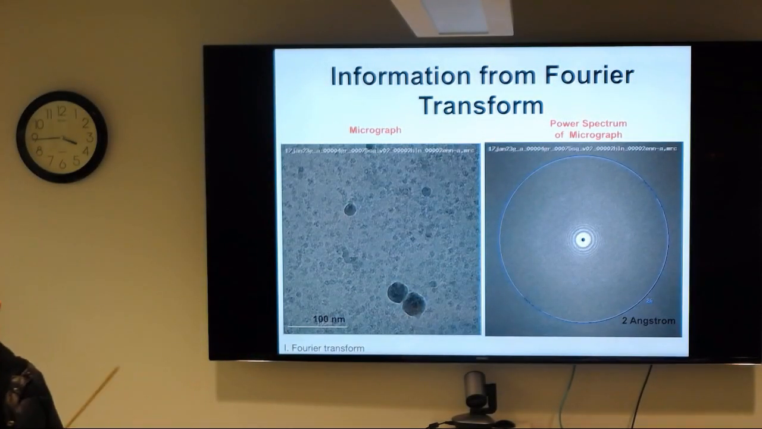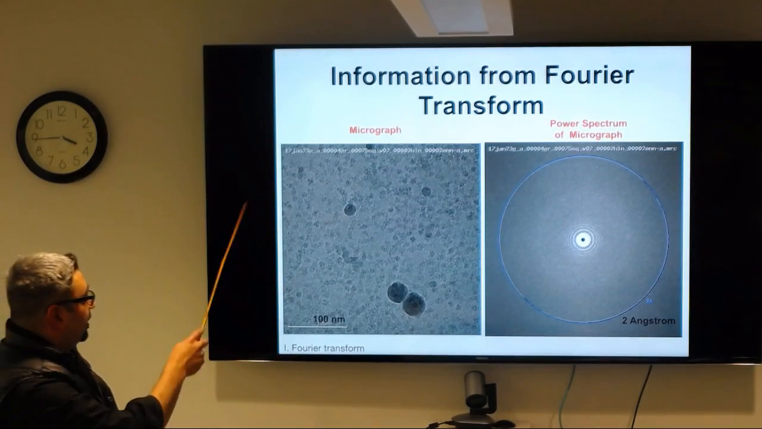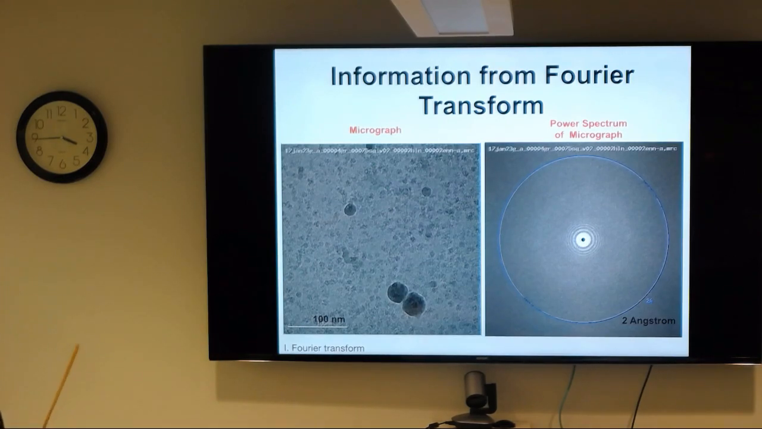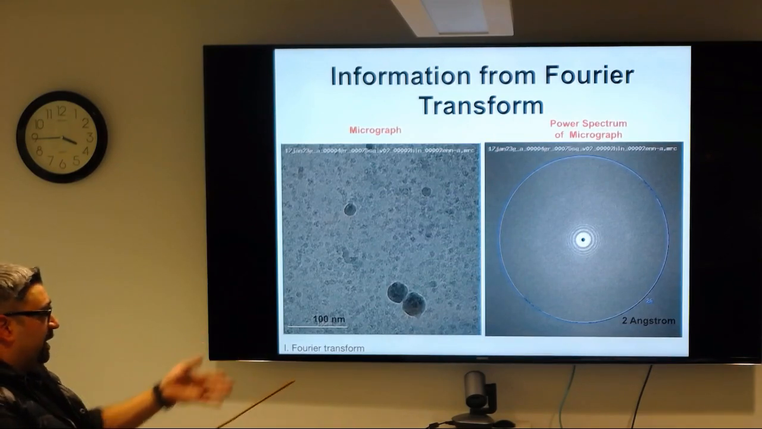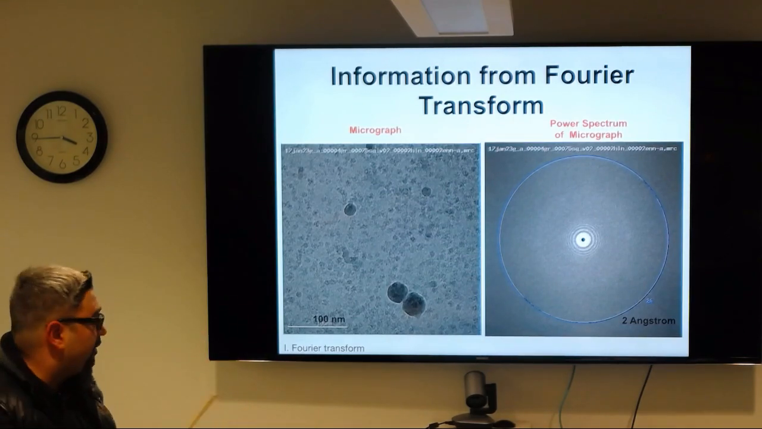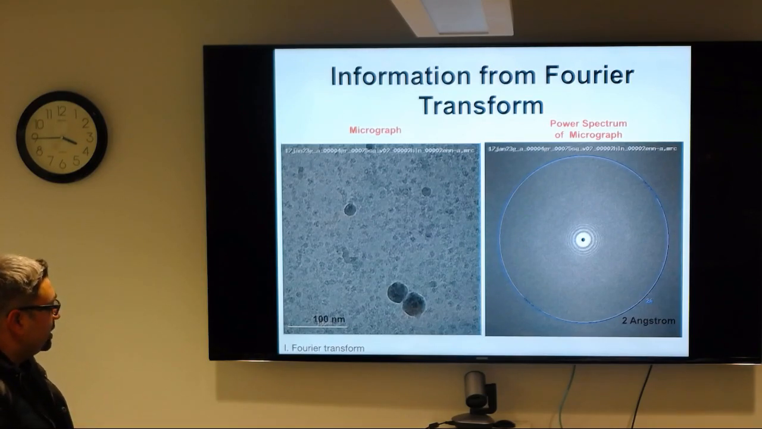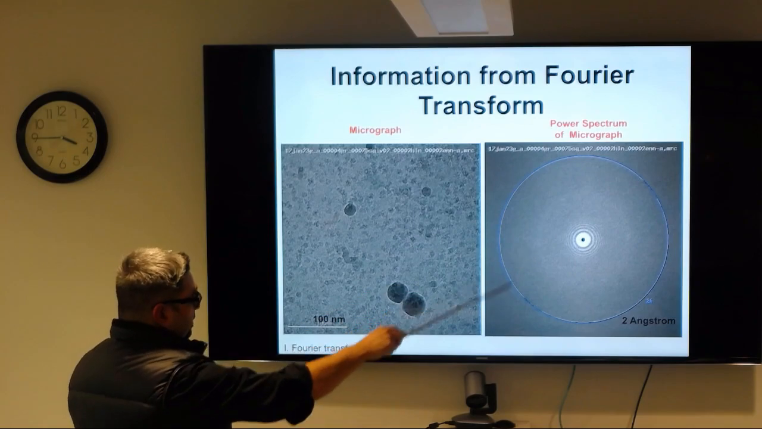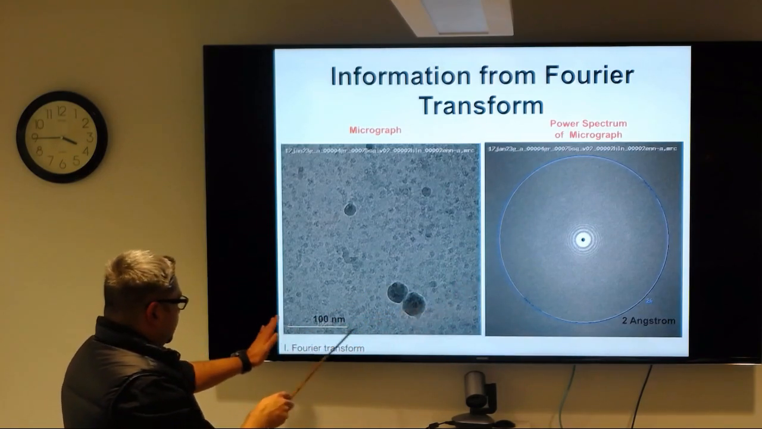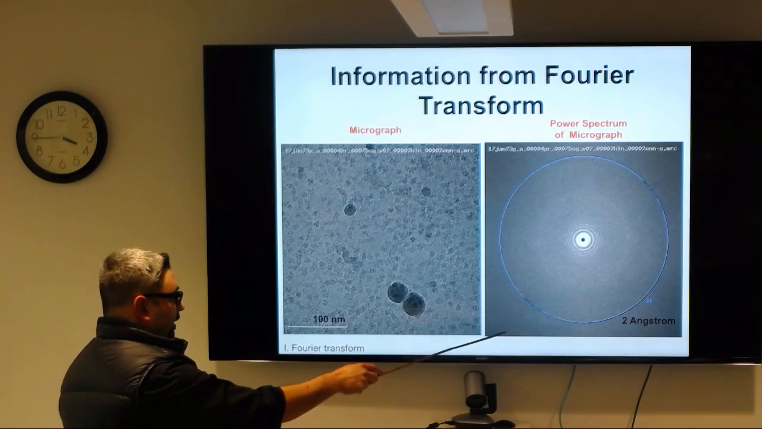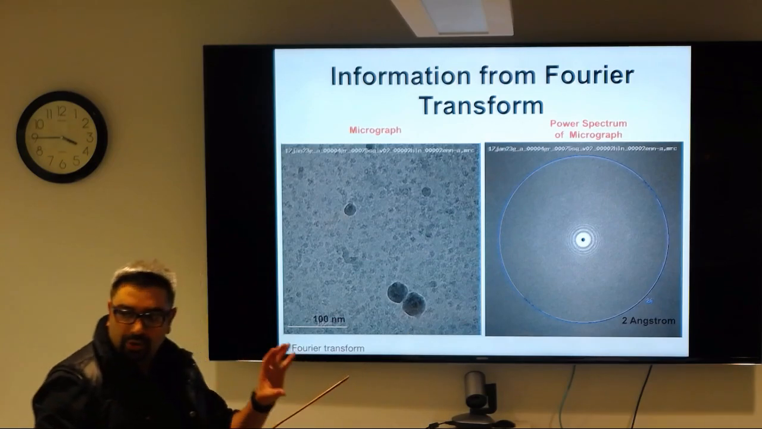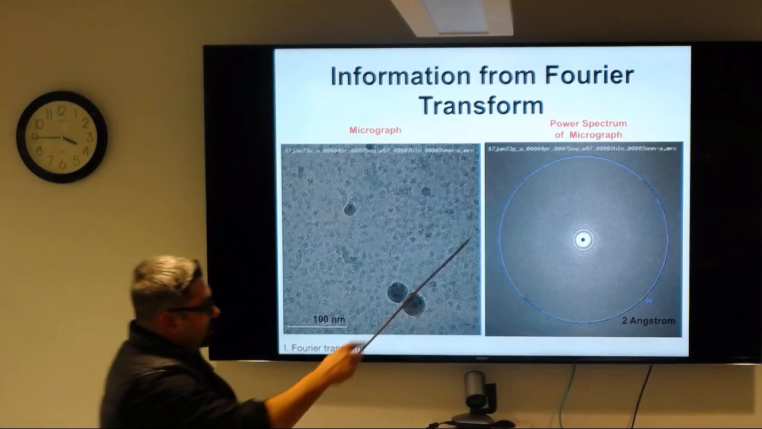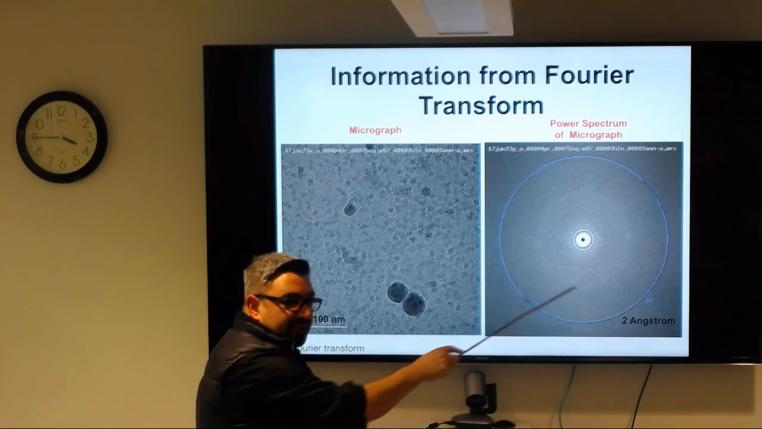So what types of information can we actually get from the Fourier transform? Here's a micrograph of a protein sample here at NYSBC. And in Fourier space, we have the power spectrum of that same micrograph. What you can see are these concentric rings. This distance is 100 nanometers, but in Fourier space. We have our low resolution details towards the center of the ring, and as you come outside, you get to higher resolution.